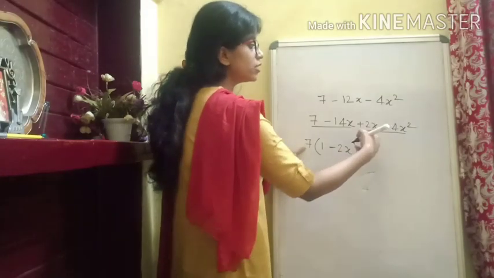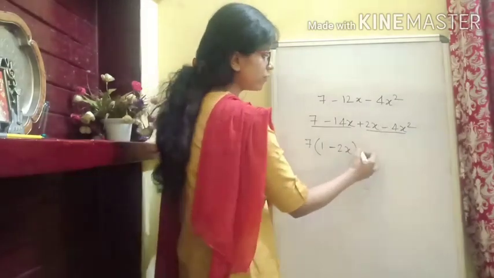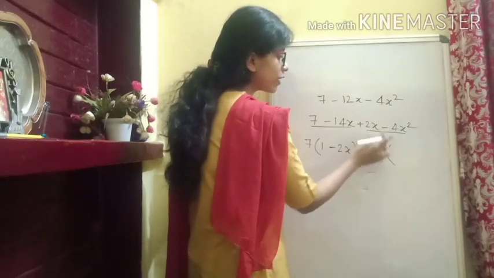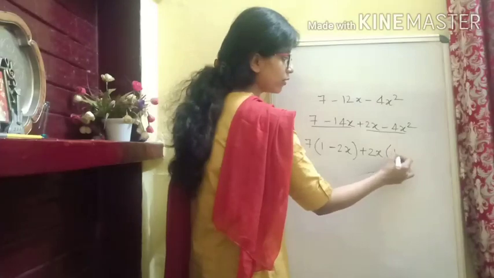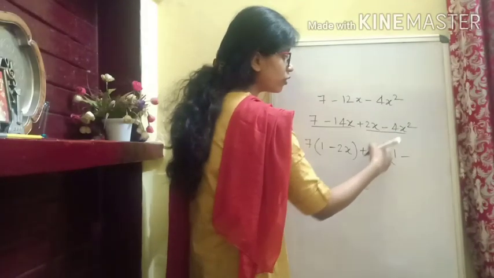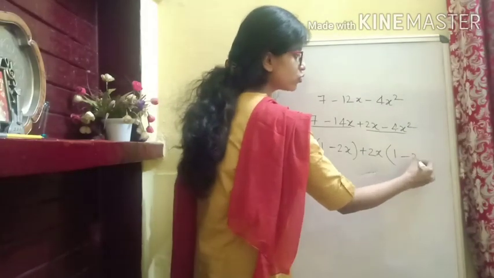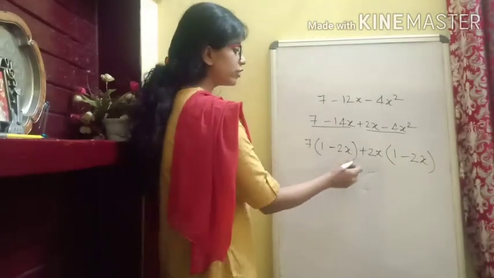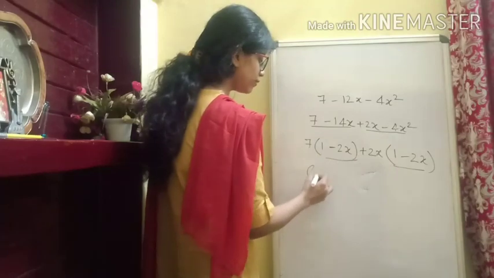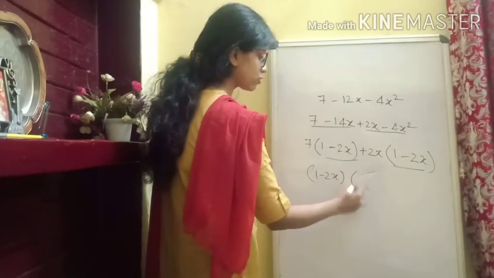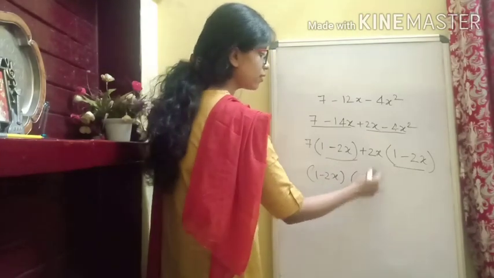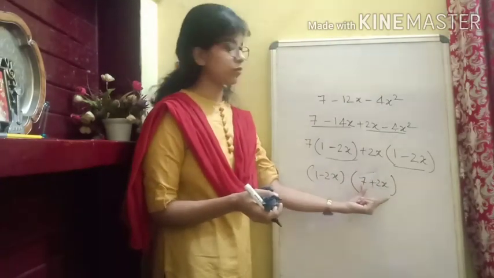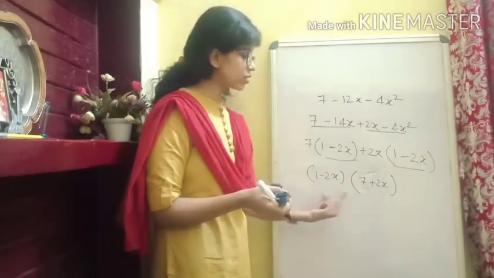Clear? From these two, what is common? I think we can take 2 common, also x is common. So since 2x is common, what is there? 1 minus 2x, from 4, 2 is common, so we will get 2x squared, x common, so we have this x. Is it clear? Further, this bracket is again common, we can take 1 minus 2x as common. We get 7 plus 2x as the remaining terms, that is 7 plus 2x, and that's how we have factorized the given trinomial.